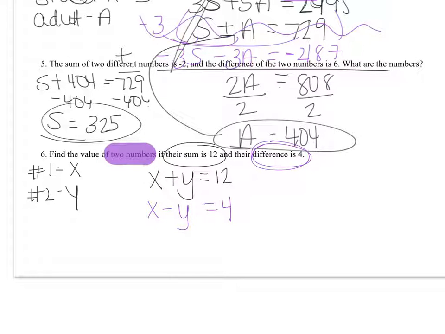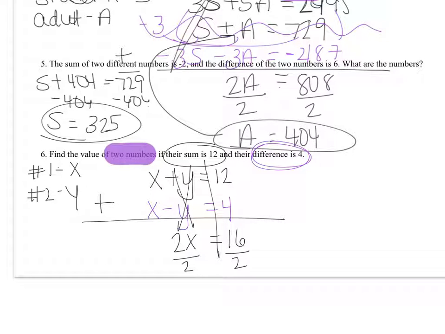So now I'm going to solve. You have 2 choices, substitution or elimination. I'm going to go ahead and do elimination because I already have inverses. Add them up. 12 and 4 makes 16. My y's crossed out. I'm left with 2x. Divide by 2. So x equals 8.